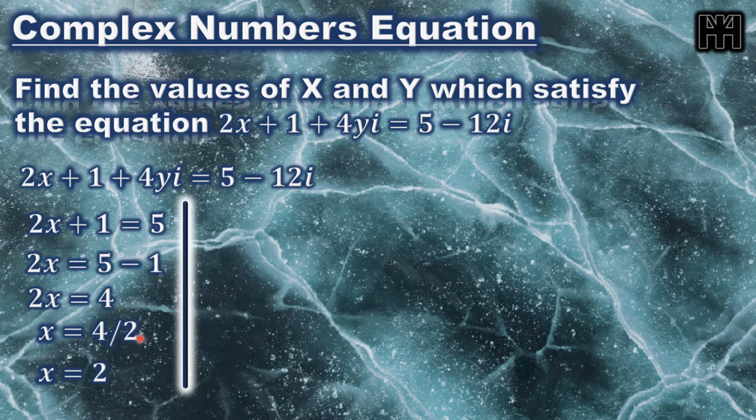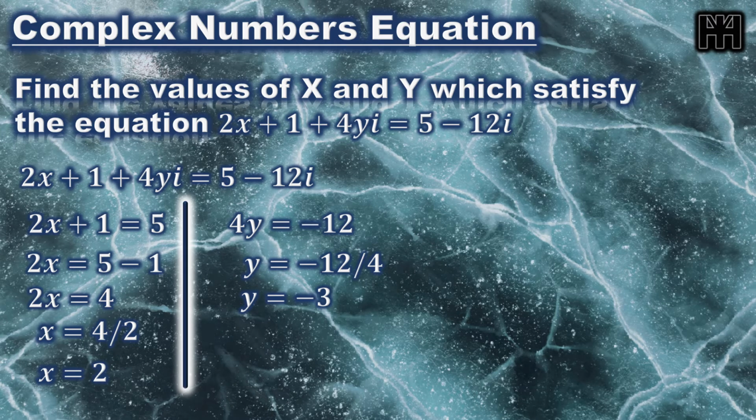Let's see the imaginary part. On one side we have 4y as the imaginary part and negative 12i as the imaginary part of the other side, so they must be equal to each other. So 4y is equal to negative 12, so we'll send the 4 to the other side by dividing. So y will be equal to negative 12 over 4. So y will be equal to negative 3.